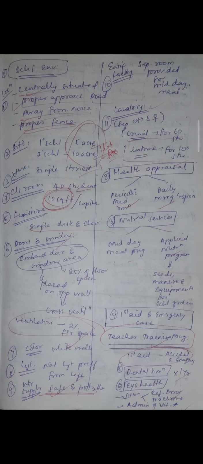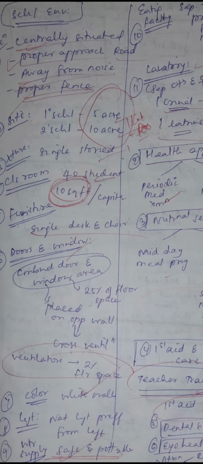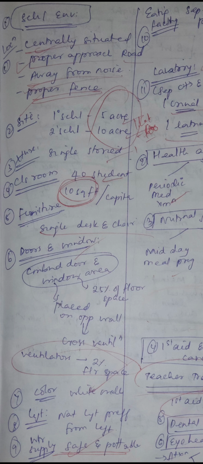Talking about the school environment, the school should be located in a central place, with proper approach to the road, and it should be away from the noise so that the learning process is not affected, and a proper fence should be there. Talking about the site, the primary school should be 5 acres, and the secondary school should be 10 acres.